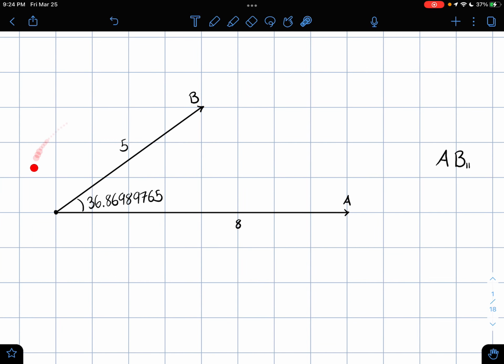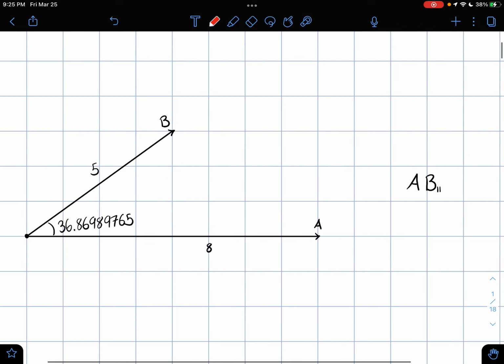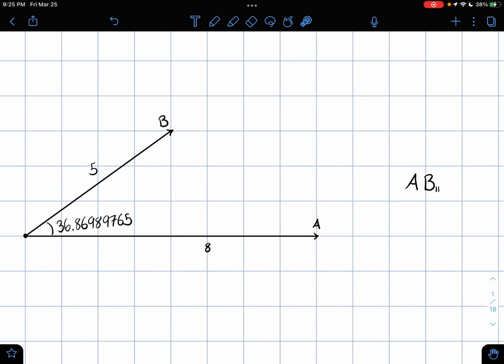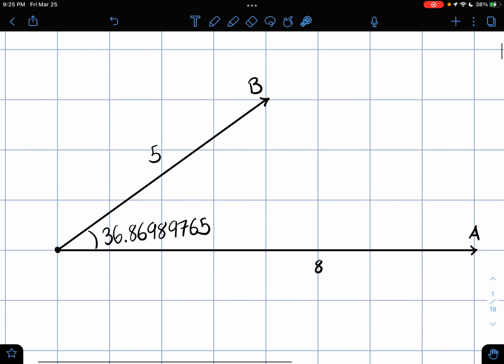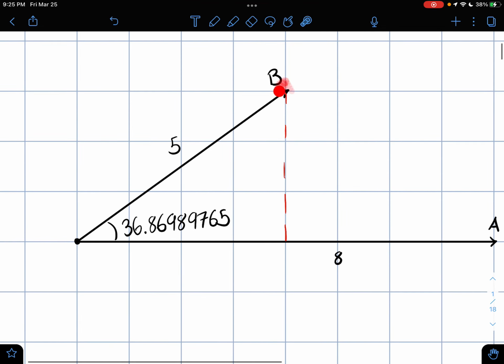So I'm going to take the component of B that's parallel with A and multiply that with A to get the dot product, right? So for this one, I'm just going to go perpendicular to A. I'm going perpendicular to A, up to B, to the tip of B.